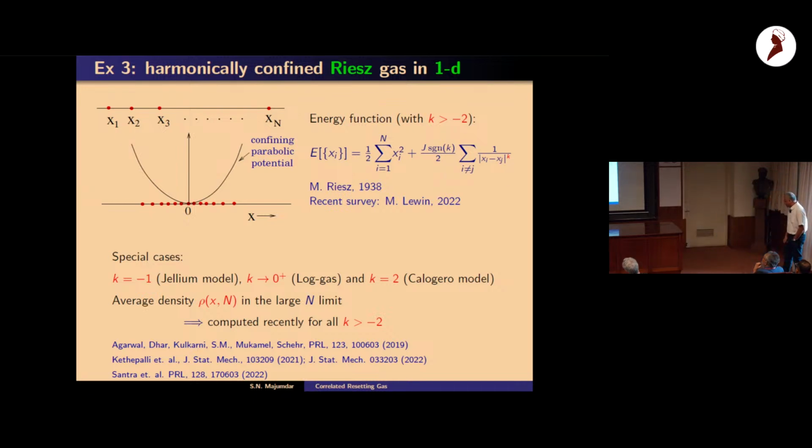To summarize this part, for a correlated gas in thermal equilibrium, even though the stationary measure is exactly known, which is just a Gibbs measure, because of the correlation any observable that you can measure experimentally is very hard to calculate analytically.